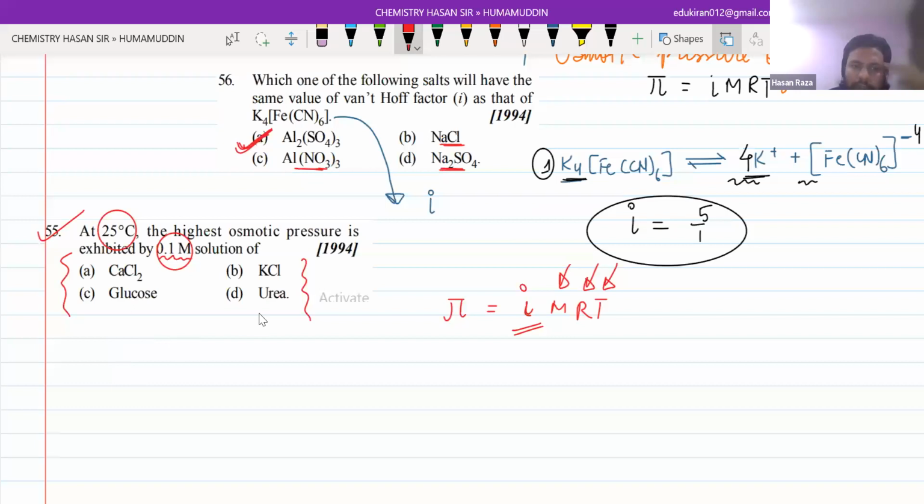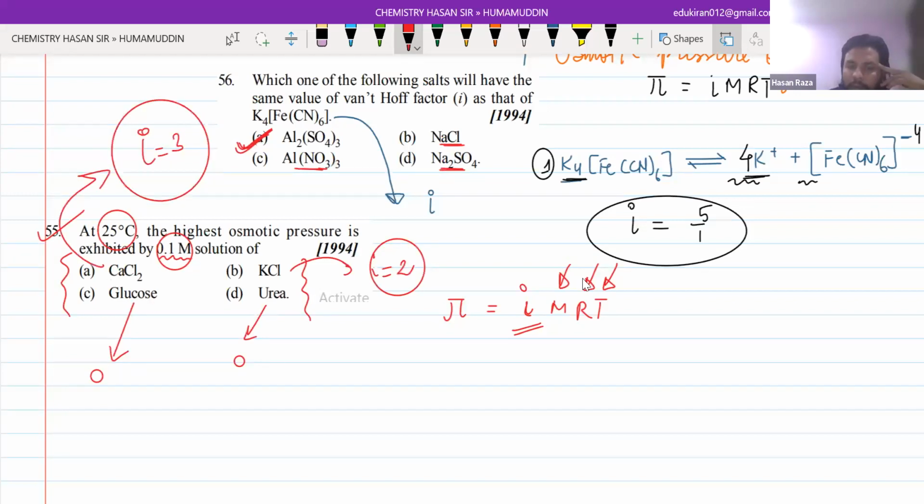The one out of these four that has the maximum value of i will have the maximum osmotic pressure, yes or no? So glucose and urea will have i equal to 1 because they don't dissociate or associate. KCl will have the value of i as 2, and CaCl2 has a value of i as 3, because 2 moles of Cl minus and 1 mole of Ca plus 2. So the answer is A. Are you getting my point? This is how the question will be asked.